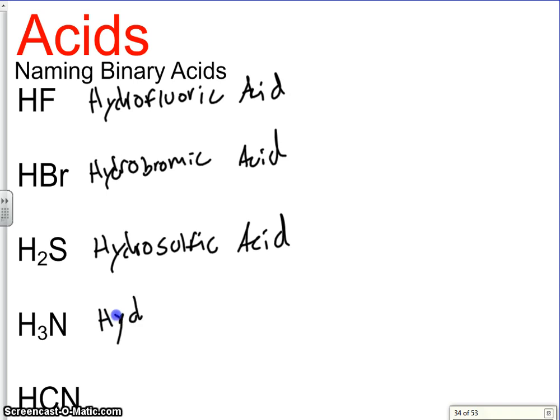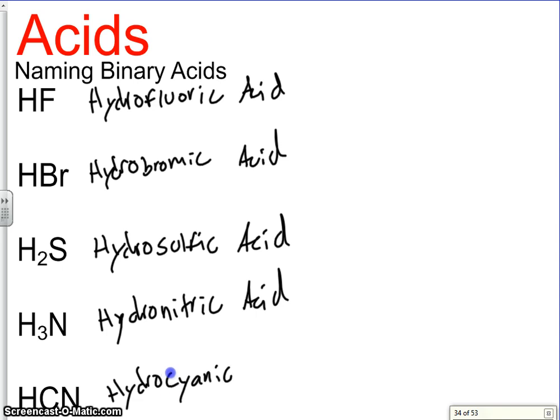Hydro again for this guy. Nitrogen becomes nitric, and acid. Cyanide, kind of one of our weird ones because it's one of our only binary acids that has 3 elements in it instead of just 2. Cyanide has no oxygen in it, so we still say hydro. We say cyanic instead of cyanide, and then acid.